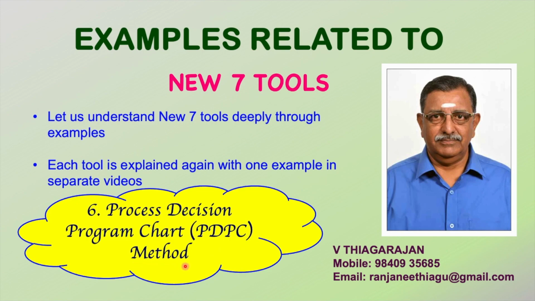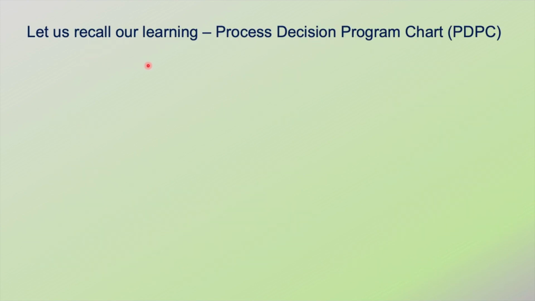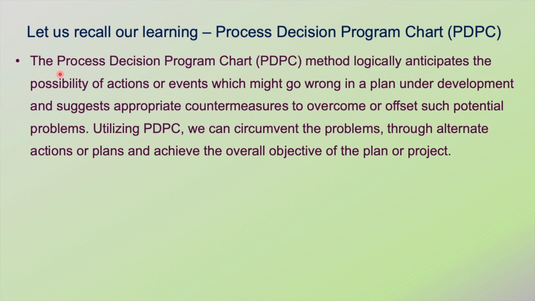PDPC method. Let us recall our learning on PDPC diagram or Process Decision Program Chart. The Process Decision Program Chart, also known as PDPC method, logically anticipates the possibility of actions or events which might go wrong in a plan under development. So it will anticipate what can go wrong in a plan or in an objective, and it suggests appropriate countermeasures to overcome or offset such potential problems.